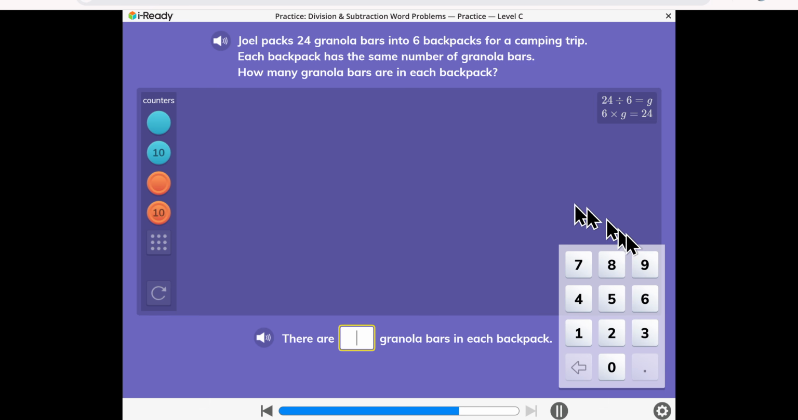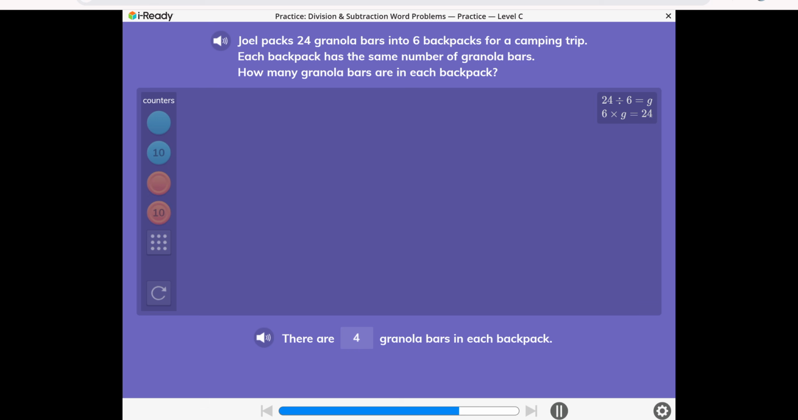The answer is 4. Great work! G equals 4. There are 4 granola bars in each backpack.